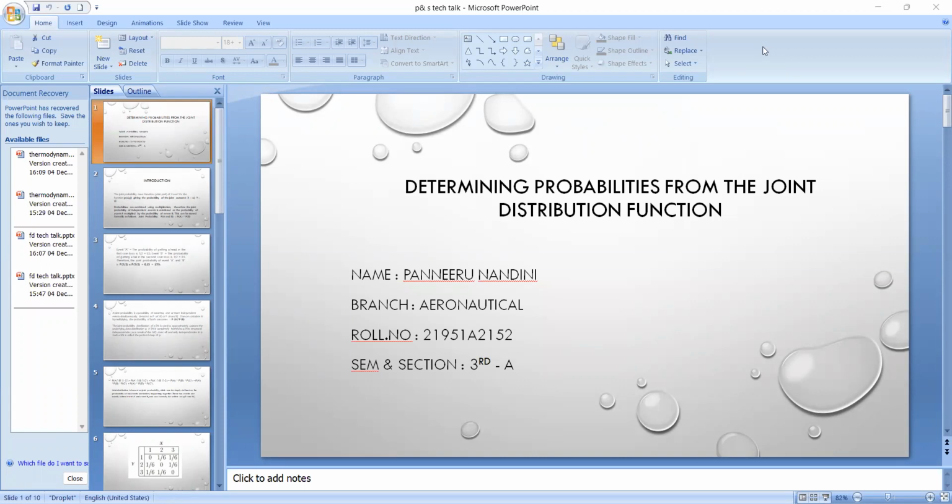My topic is determining probabilities from the joint distribution function.